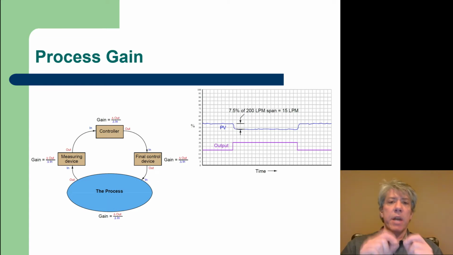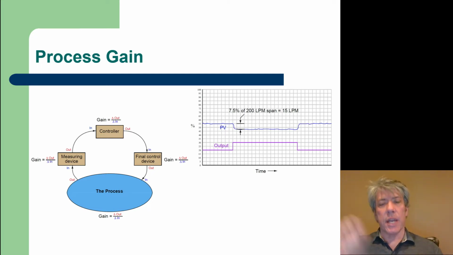Well, if the measuring device is calibrated to give the controller a 0% signal at 0 liters per minute and 100% at 200 liters per minute, then we can start to talk about gain and understand what is meant by it. Because if the controller outputs, let's say, well, you can see the purple line there on the graph, it went from 20% to 30%. So that's a 10% increase.